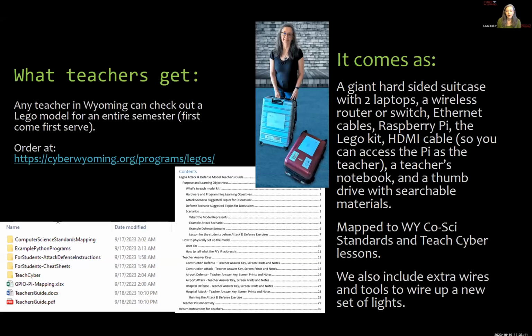And then what teachers get with this model, and you can see we just pack it up in hard-sided suitcases. We have a lot of foam in there. And if one of the laptops breaks, it breaks. We'll send you another one. But what you get with it is 2 laptops, the Raspberry Pi, the wireless router or switch, Ethernet cables, the HDMI cable, so that you as the teacher can hook the Raspberry Pi up to a monitor and mess with the kids a little bit if you want to. And then you get a thumb drive with the teacher's guide and searchable materials.